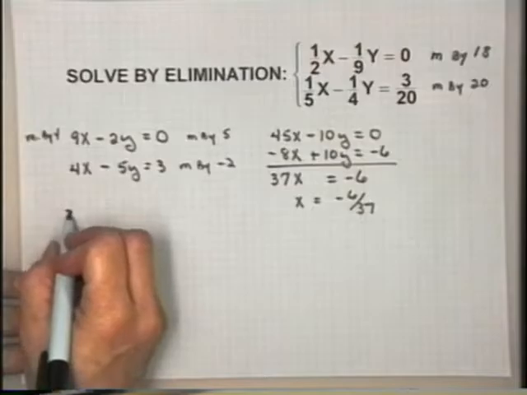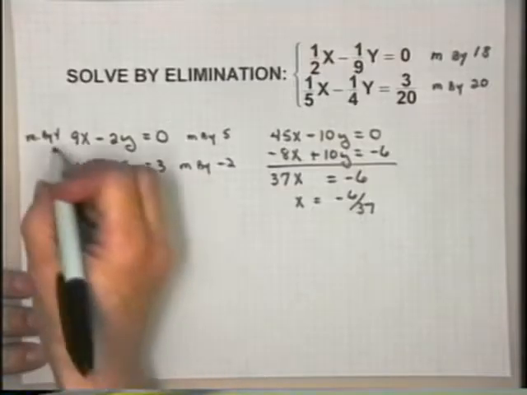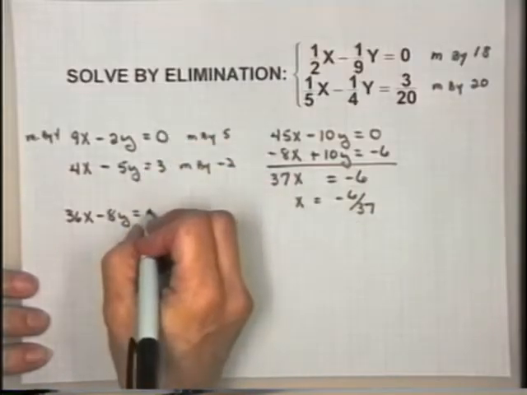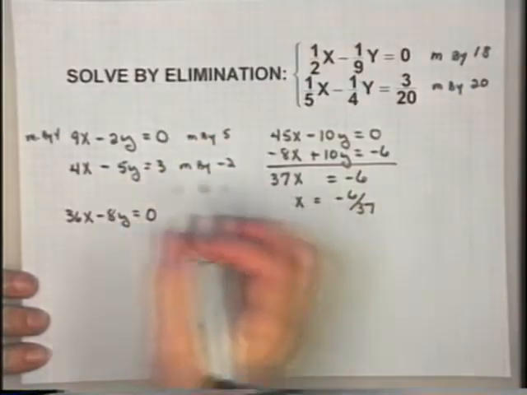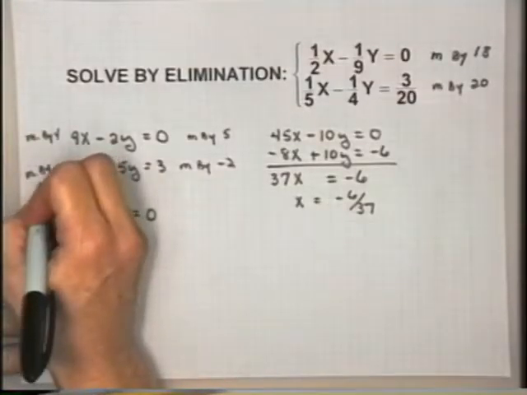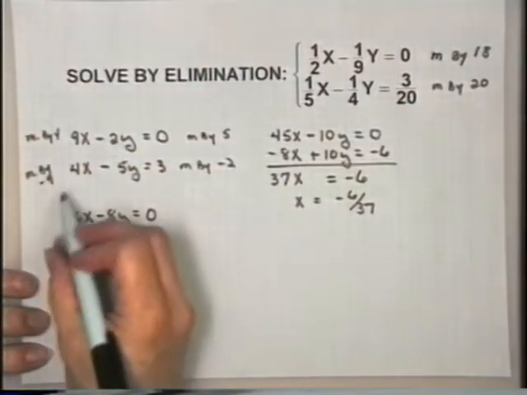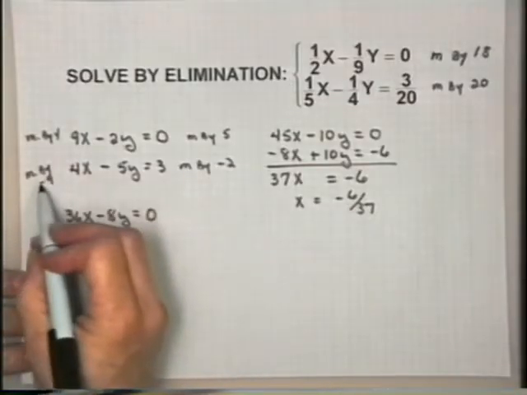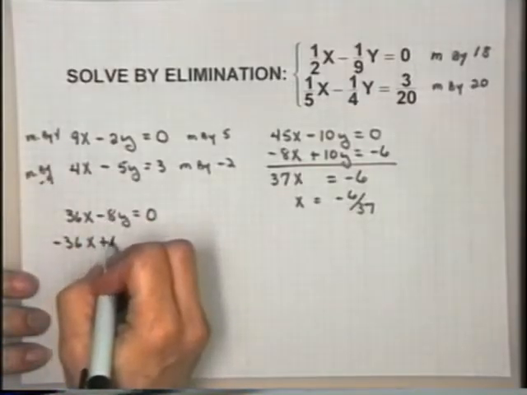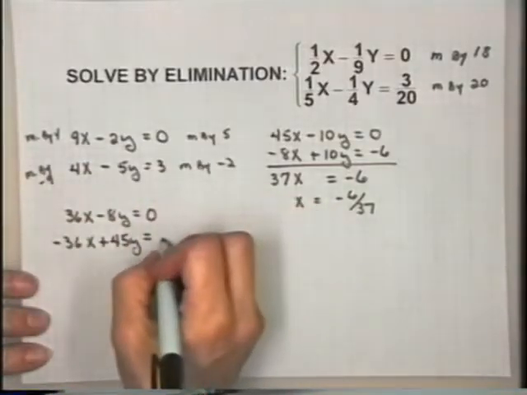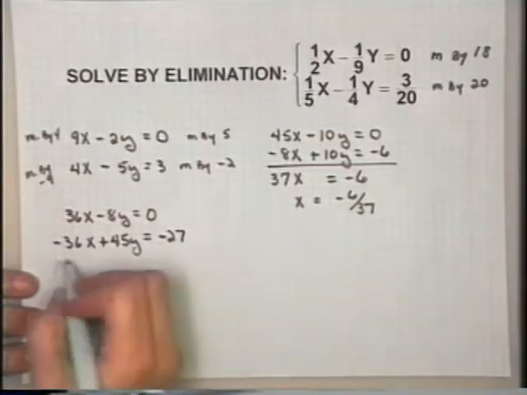4 times 9x is 36x. 4 times negative 2y is negative 8y. And 4 times 0 is 0. Then I want this one to be negative 36, so we will multiply by negative 9. Negative 9 times 4x is negative 36x. A negative times a negative is a positive. 9 times 5 is 45y. And negative 9 times 3 is negative 27.